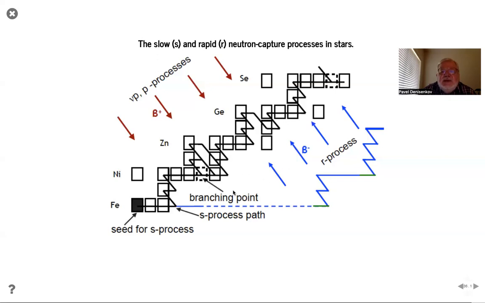So its path goes here in between the s process and the r process. So this is the last slide that I wanted to show you. Okay, and now I'm going to switch to explain for you how to use TINA computational tools.